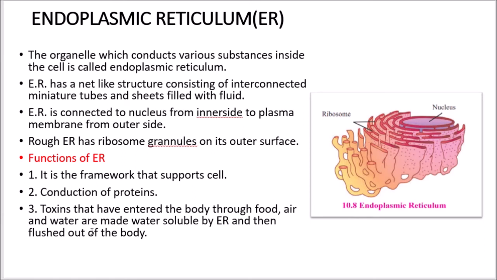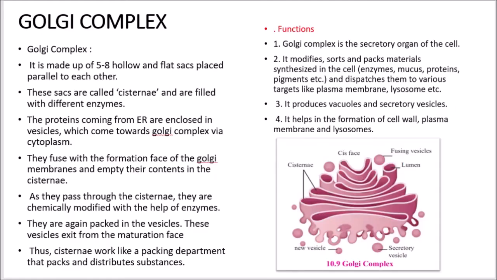Then next, toxins that have entered the body through food, air and water are made water soluble by the endoplasmic reticulum and then flushed out of the body. The next organelle in the cell is the Golgi complex.